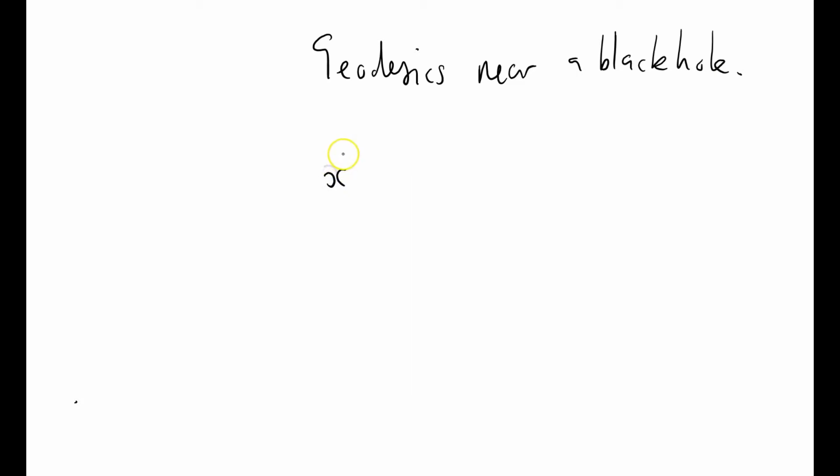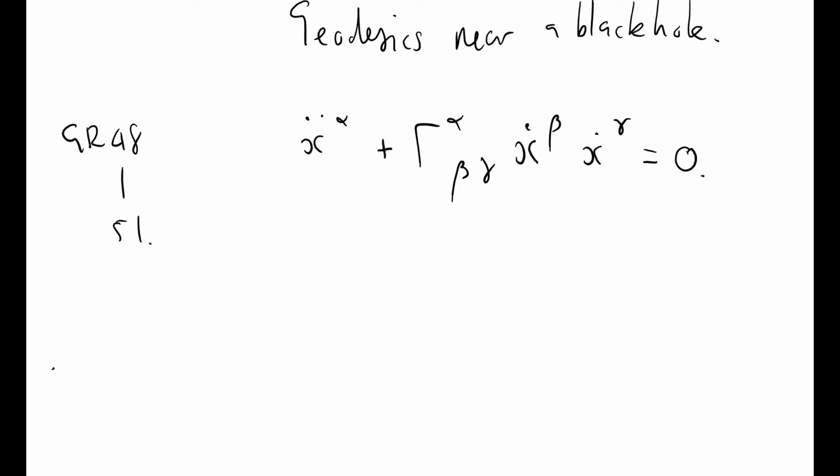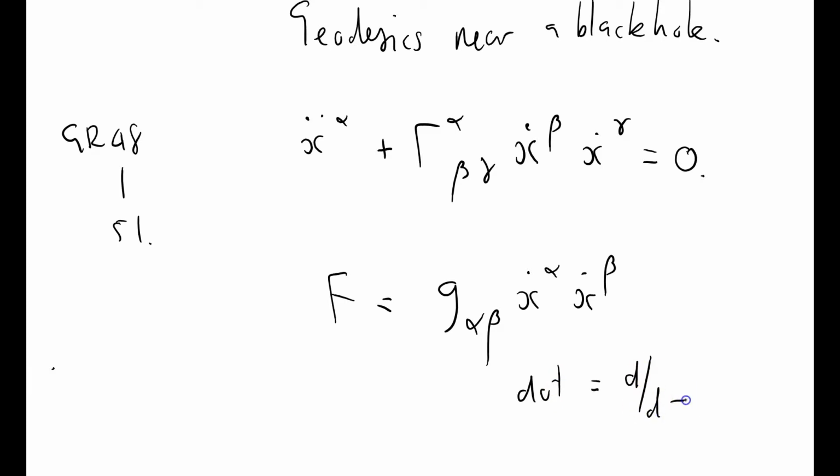Now the equation we had for geodesics was x double dot alpha plus Christoffel symbol alpha beta gamma x dot beta x dot gamma equals 0, and this is from screencast 48 through 51, I think. Well, that's actually a pain in the neck to evaluate. So I'm going to go back a step and talk about calculus of variations, where I'm going to have an extremal path for f. And we're going to evaluate f as g alpha beta x dot alpha x dot beta, where a dot equals differentiation with respect to proper time.